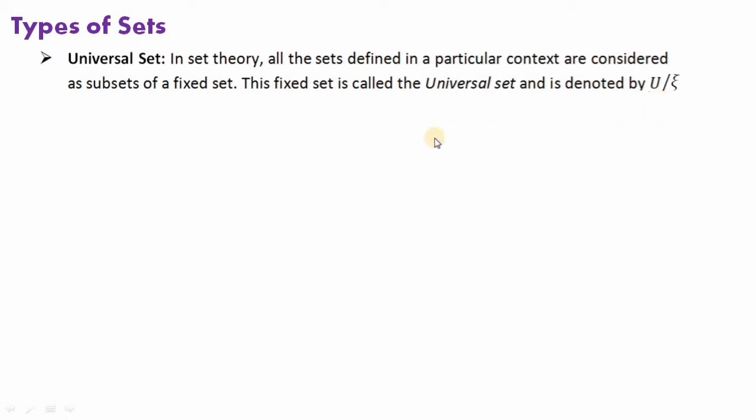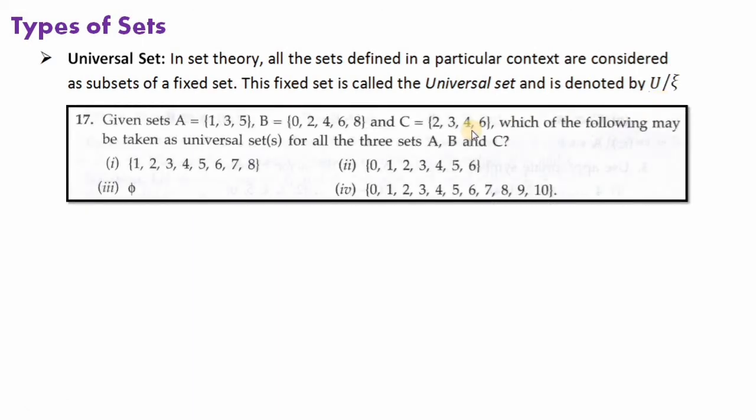Okay, fine. So in order to understand this, let's take this example. Question says, given A equals to this set, B equals to this set, and C equals to this set, which of the following may be taken as universal set or sets for all the three sets A, B, C? So basically what we need to see here is all this A, B and C must be part of, or subset of, one particular set. And that particular set, the biggest set possible from where A, B and C are taken, is called the universal set.